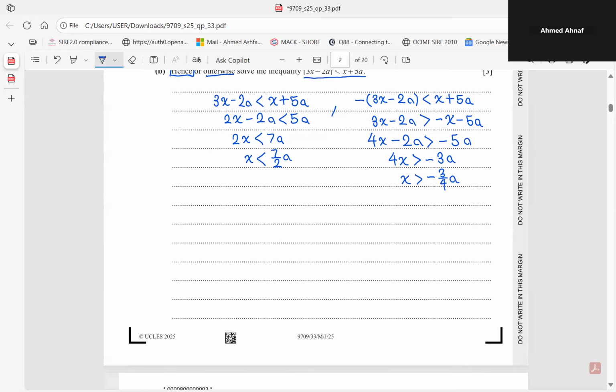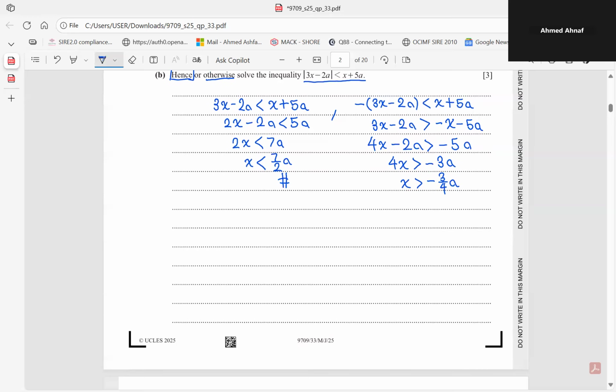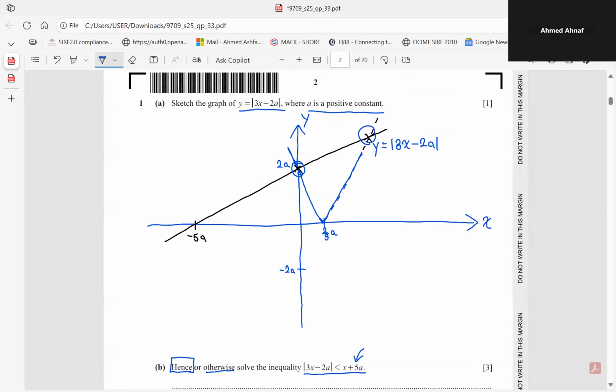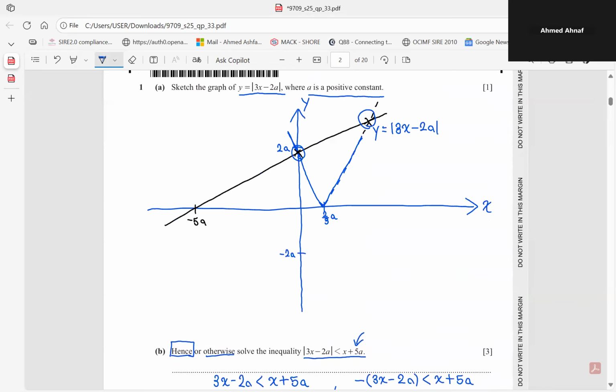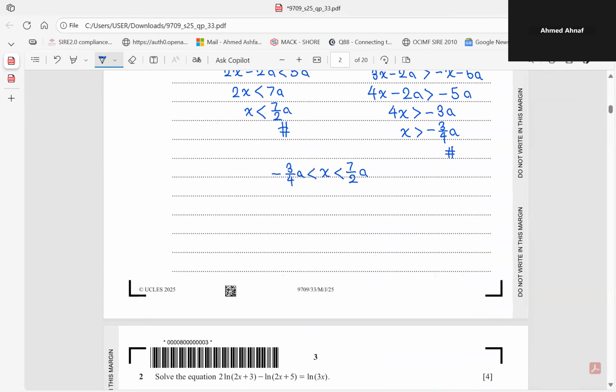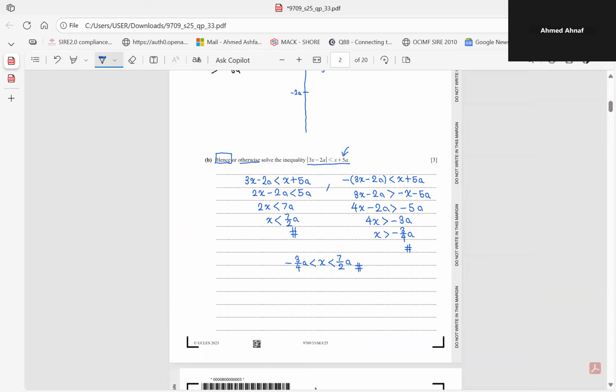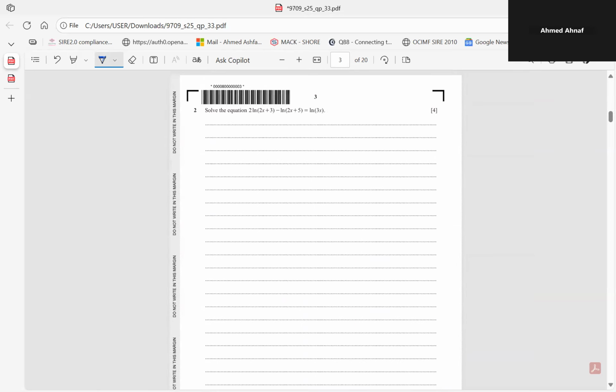All right, so now we're going to combine these two answers. You can use a number line if you have to, but by combining, we'll get x between minus 3 over 4a and 7 over 2a. Let's check our graph. Yeah, as you know, it's not accurate, but it does look roughly correct. So this is our final answer for this part. Let's head on to the next question.